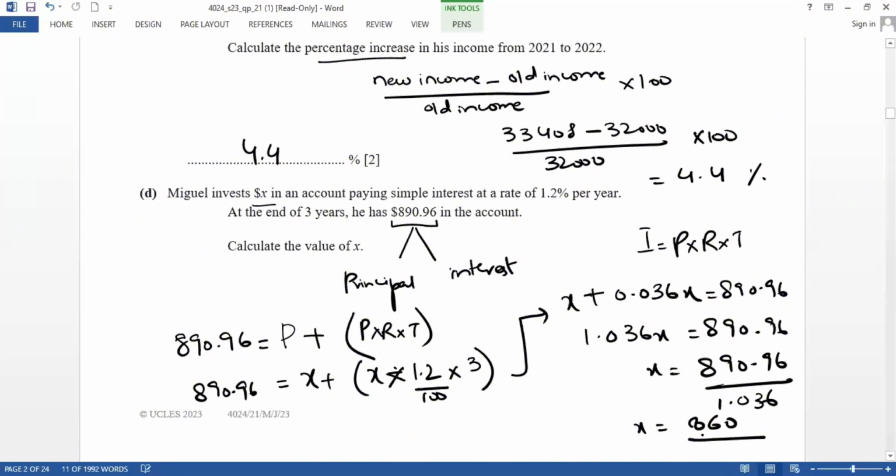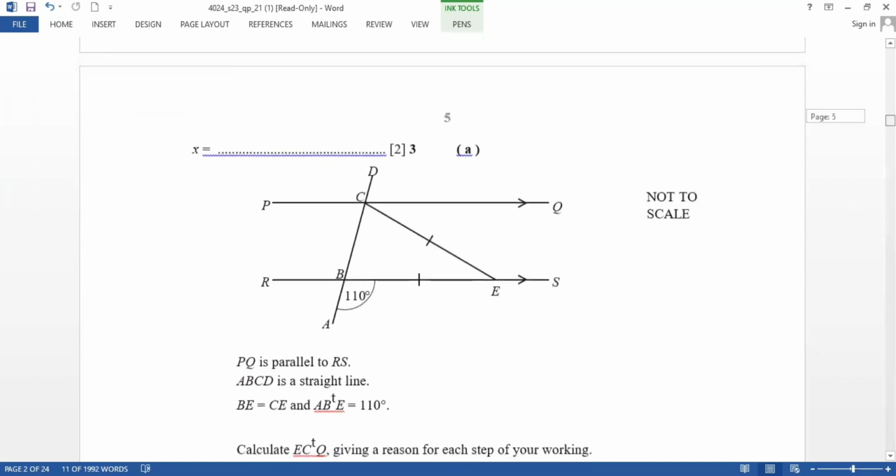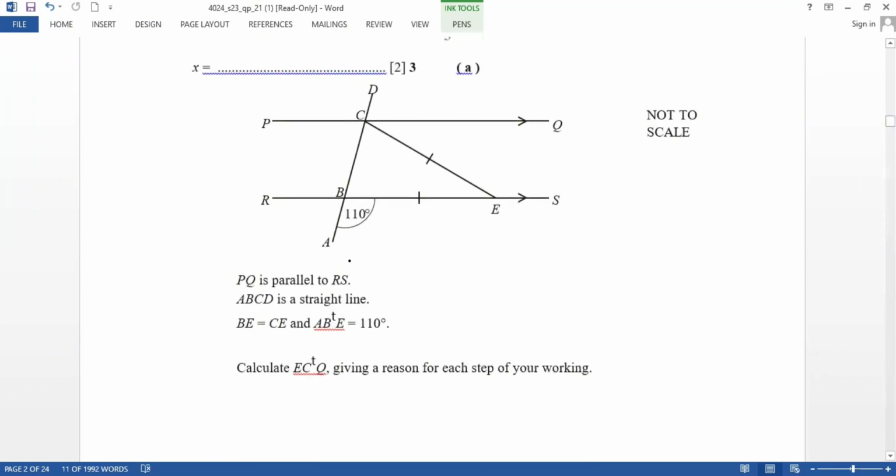That means this is the principal amount. 860 was invested in an account paying simple interest at 1.2%. He got the interest of 30.96. This is the principal amount, 30.96 was the interest, and the total amount which he got after 3 years was 890.96. Moving towards question 3A part.